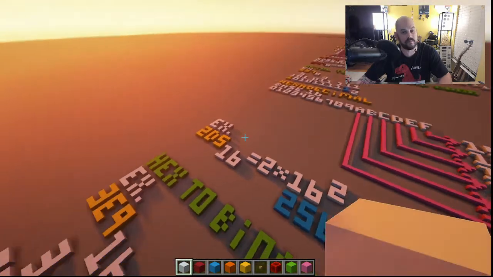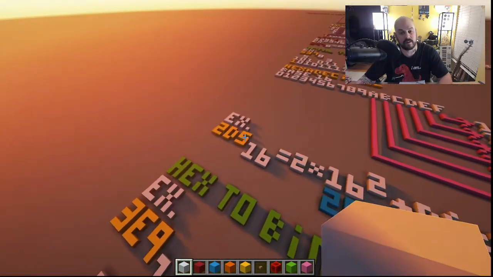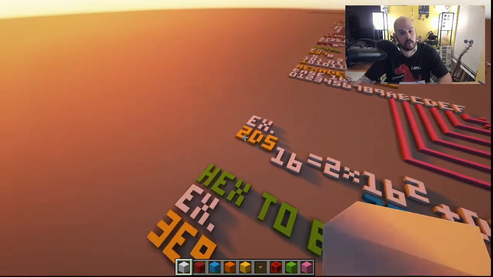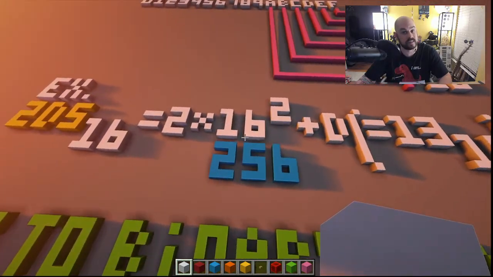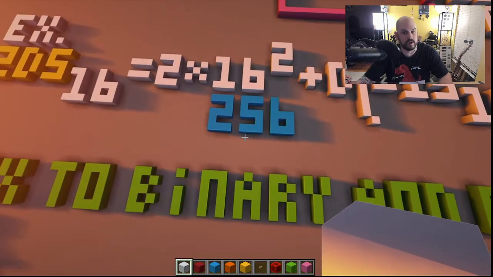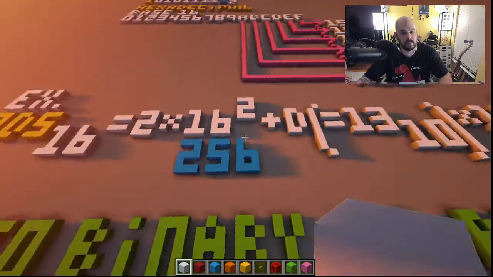The 5 is going to have power 0. The D is going to have power 1. The 2 is going to have power 2. And now we're using 16. So 16 to the 2 is 256. Times that by 2.